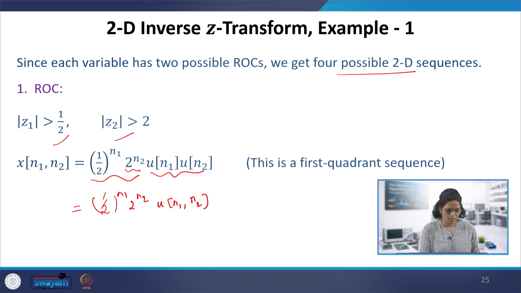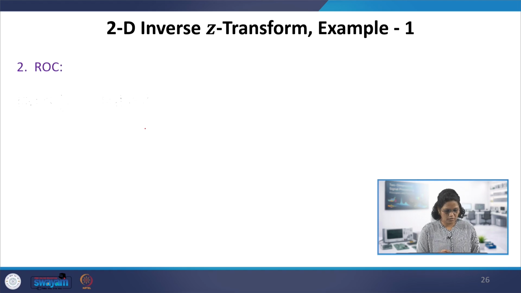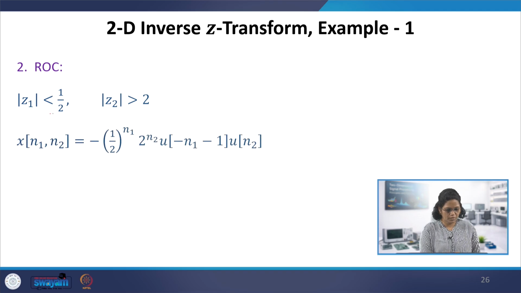If in the first case both ROCs are greater than, then for the second case we take z1 less than 1 by 2 and z2 still greater than 2. This would be the sequence which has 1 by 2 power n1 and u of minus n1 minus 1, and 2 power n2 and u of n2.